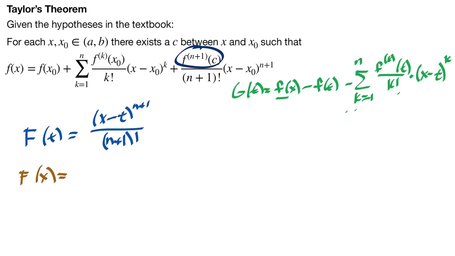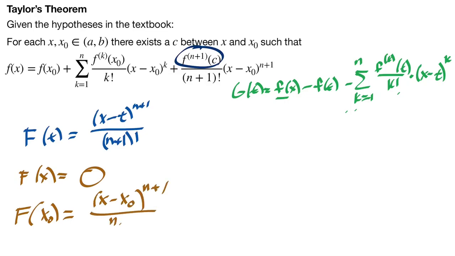Well, capital F of x. What happens if I put an x in this equation? I get x minus x in the numerator, so capital F of x is 0. And what is capital F of x naught? Well, it is just x minus x naught to the n plus 1 divided by n plus 1 factorial.